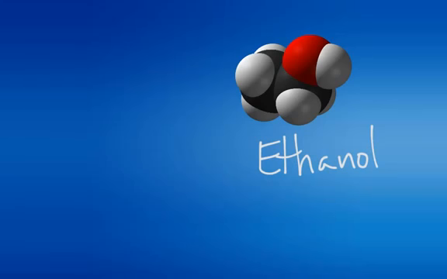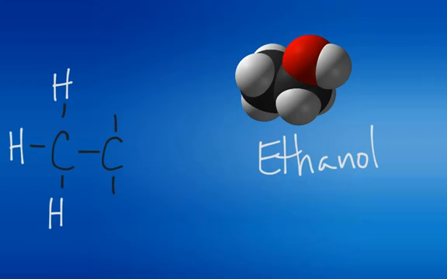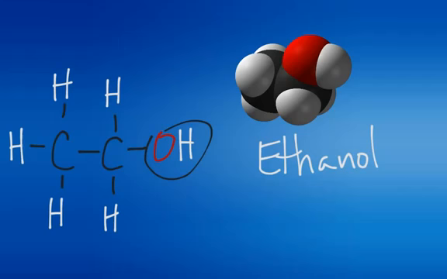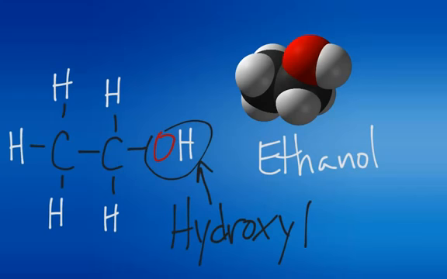And it consists of 2 carbons that are covalently bonded to one another, and one of these carbons is actually bonded to 3 hydrogens, and the other is bonded to 2 hydrogens, but it's bonded to an oxygen that itself is bonded to a hydrogen. And that is a type of functional group that we call a hydroxyl. And it's got some specific properties.